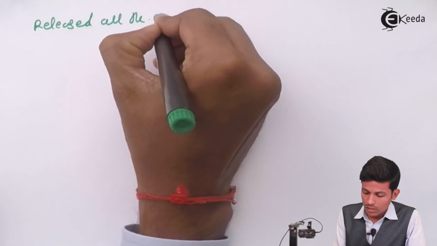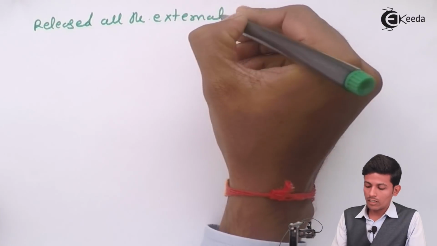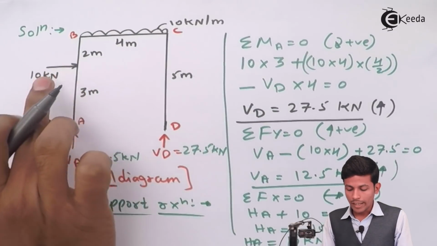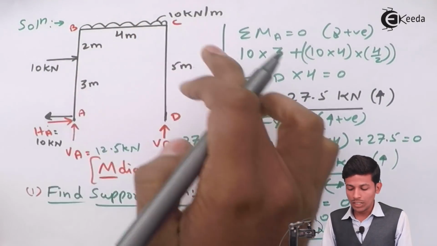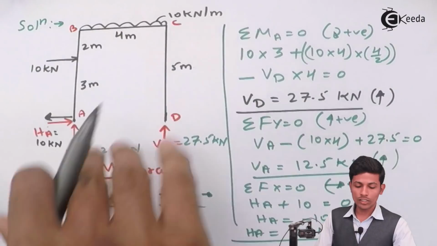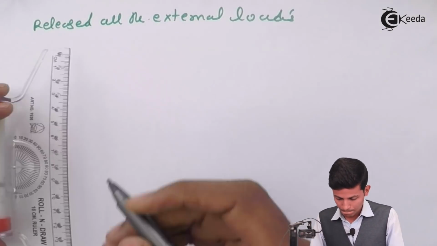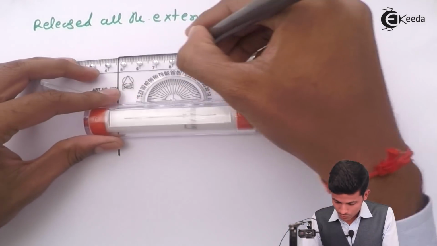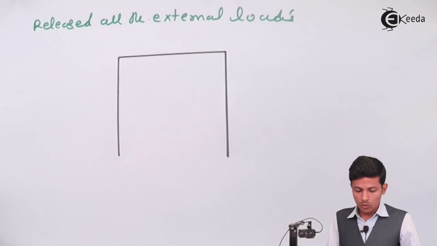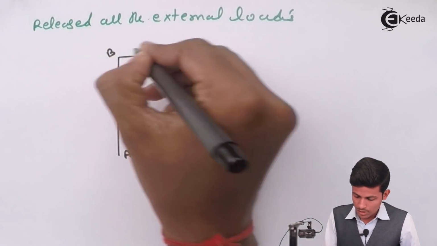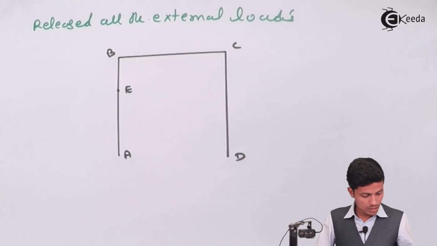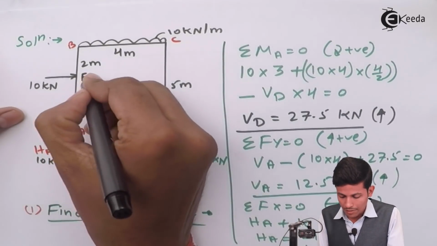Now remove all the external loads which are over here. External loads means this 10 kilonewton and this UDL. We have to remove all the external loads and only draw the diagram. Now we are removing all the external loads. This will be A, this is B, this is C, this one is D, and this part is E. E is nothing but this one.